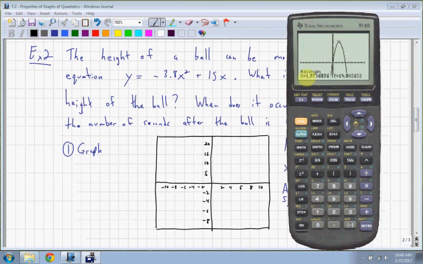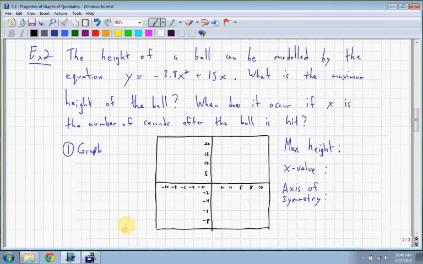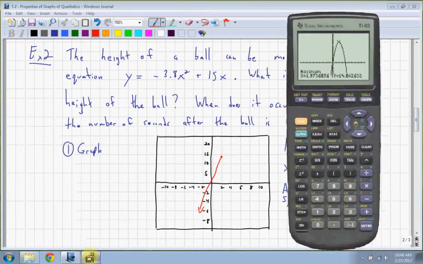And down at the bottom here it tells us what the maximum value of x is, or where it occurs on the x-axis, and what the maximum value is. So it's about 14.8, almost 15. It occurs at almost 2, so I'm going to put my point about there. And my graph goes through the axis and then goes through.